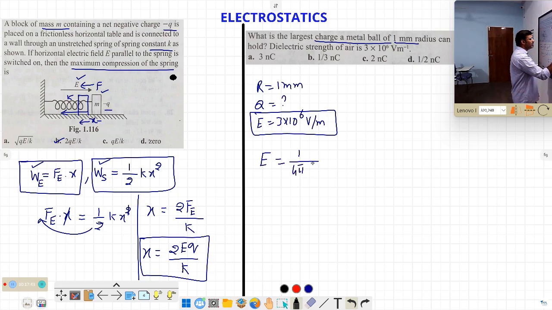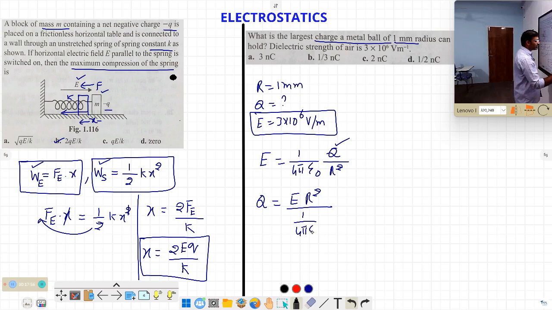1 by 4 pi epsilon naught, that is Q by R square, is the formula. Here our requirement is Q, so Q is equal to E into R square by 1 by 4 pi epsilon naught. So what is the E value? E value is already very clearly given, that is electric field strength 3 into 10 power 6.